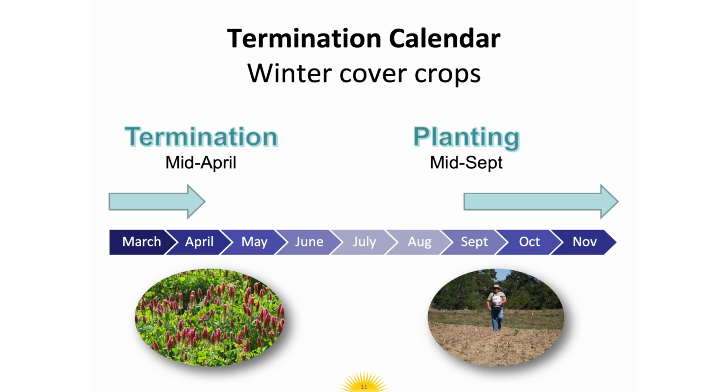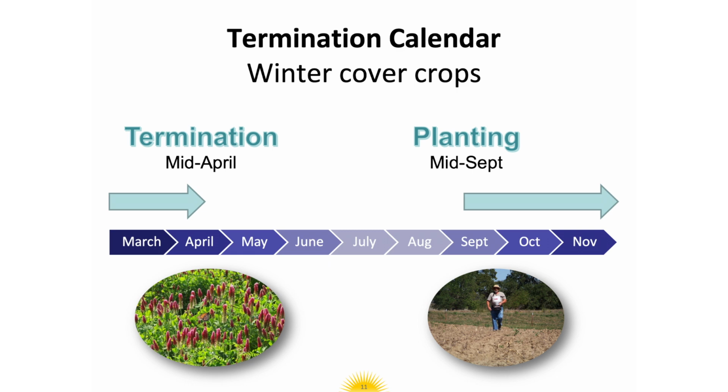So just looking at a calendar to kind of reinforce this. So for winter cover crops, you're planting mid-September. So, I like to say by September 15th. Might be a little different here. Is that about right? September 15th? Okay.